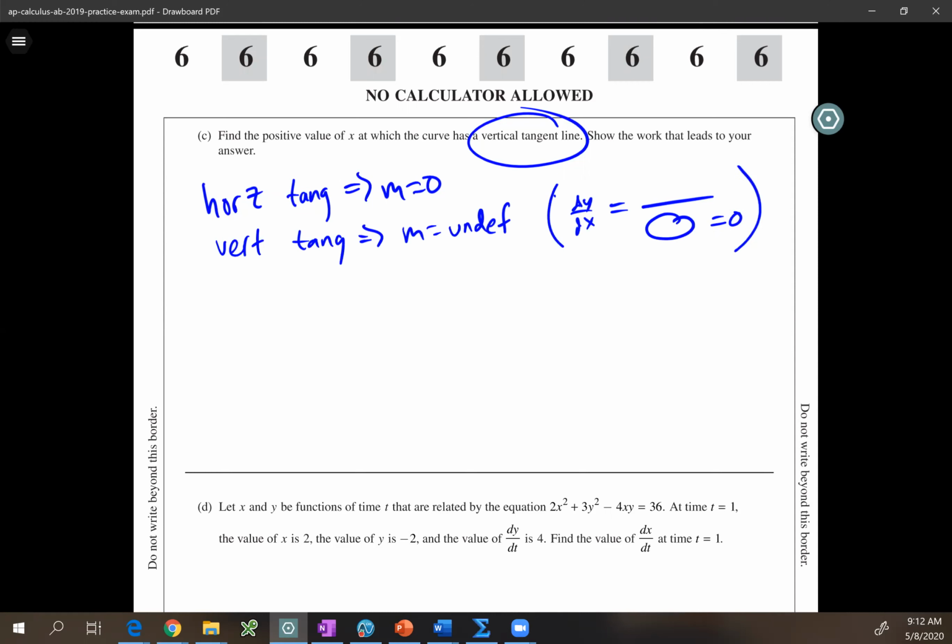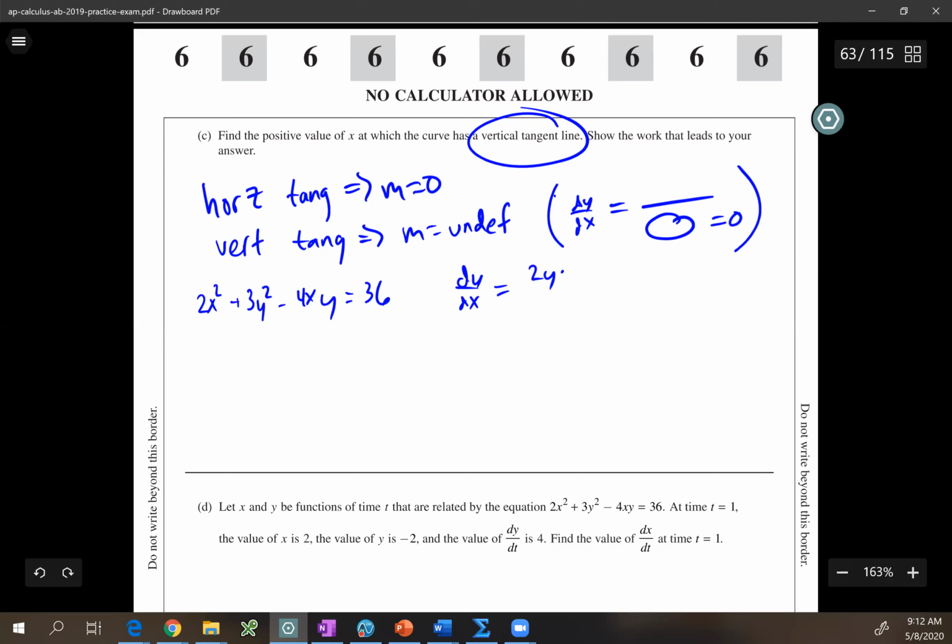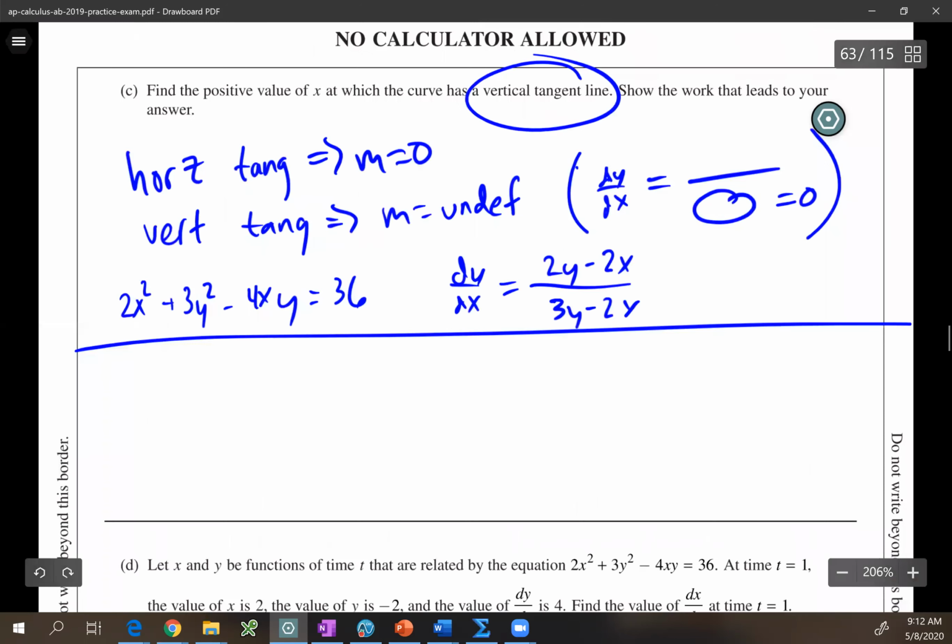So I'm going to just go ahead and rewrite our equation up here. So it was 2x squared plus 3y squared minus 4xy equals 36. And our slope, which was 2y minus 2x over 3y minus 2x. I want to write those just so we kind of have them. All right, and so they want to know where do we have a vertical tangent line.